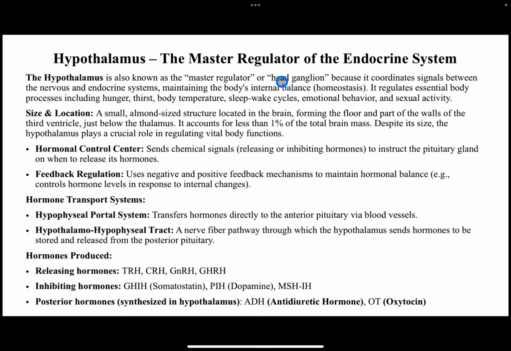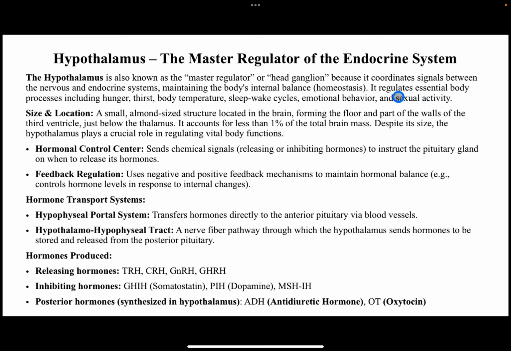In some literature, they also call it the head ganglion. The reason we call it the head ganglion is because it's the hypothalamus that actually coordinates signals between the nervous system and the endocrine system. You realize that the hypothalamus links or connects the nervous system and the endocrine system.